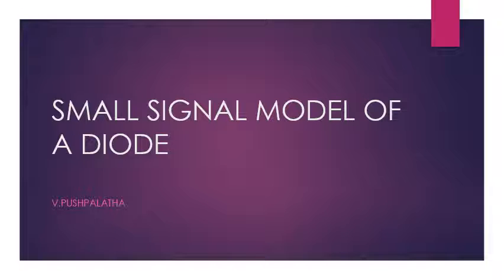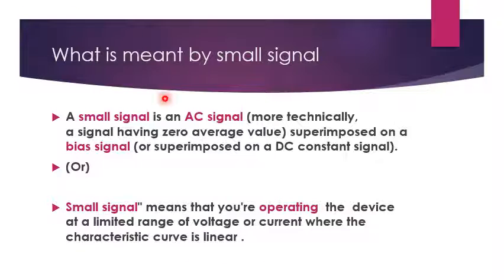Good morning, all. Today we are going to see a small signal model of a diode. Actually, this is from your second unit, first topic. Now we'll see what is actually small signal, right? A small signal is an AC signal which is having zero average value. So that small signal we are going to superimpose on a bias signal.